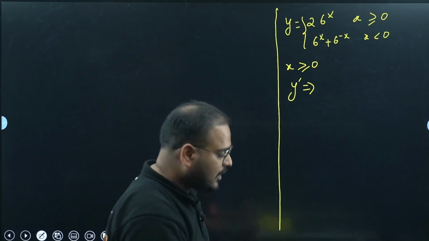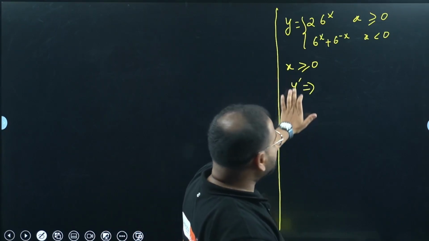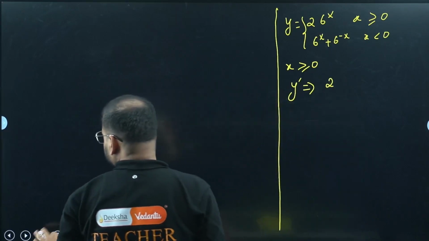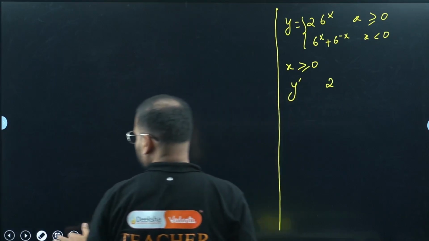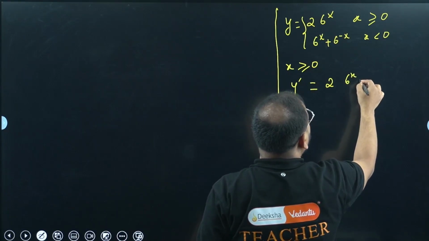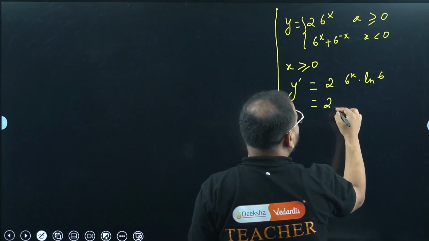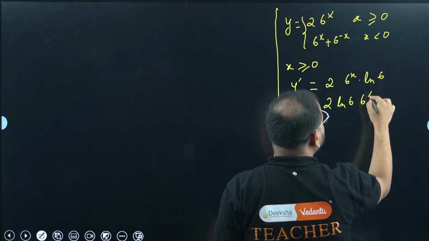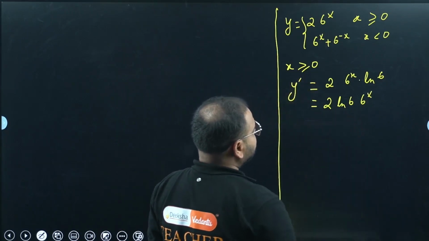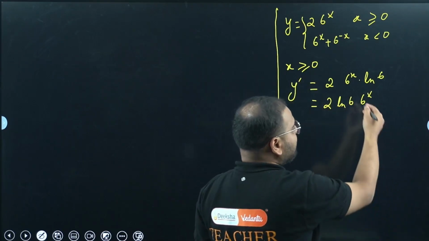Okay, chaliye. So x greater than 0, what will happen to y dash? Y dash will be the differentiation of this. 2 is a constant, so 2 will remain outside. We can take the constant common, or keep it outside. So y dash equals 2, and differentiation of this will be 6^x only and ln 6. So I can write this as 2 times ln 6 times 6^x. Great. This is for x greater than 0. Now check here. 2 is a positive number, ln 6 is again a positive number, and 6^x, if you look at the graph of the exponent, is a positive number.